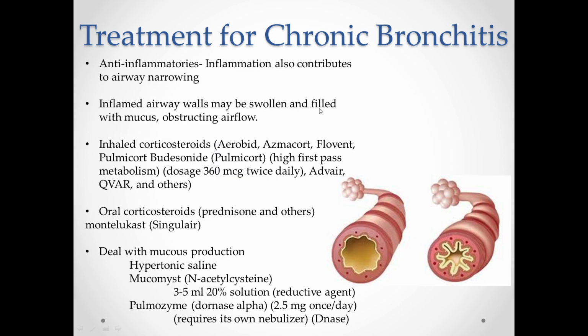The inflamed areas may be swollen and filled with mucus, and that causes obstruction of airflow. So we have both inhaled corticosteroids and oral corticosteroids if the disease etiology is severe enough. I also want to deal with mucus production. Again, I put Mucomyst and Pulmozyme on here, but you have to be careful, and the risk versus gain has to be heavily weighed. We usually reserve these for people who don't have a risk of bronchoconstriction. Okay. Deal with this through other means like CPT.